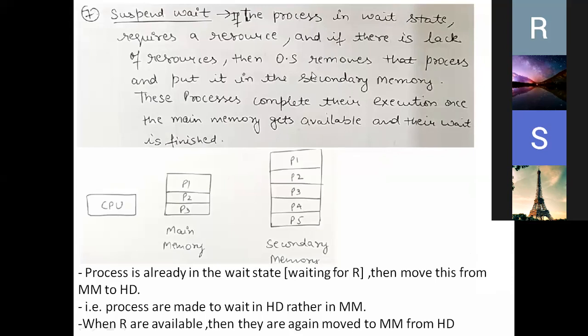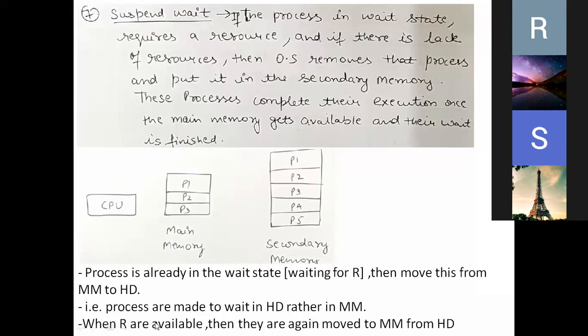So what the OS will do is remove that process and put it in the secondary memory or the hard disk. These processes complete their execution once the main memory becomes available and their wait is finished. The process is already in the wait state, hence we call this suspended wait. It means the processes are already in the wait state because they are waiting for some resource. They are moved from main memory to the hard disk. That is, the processes are made to wait in the hard disk rather than in the main memory.